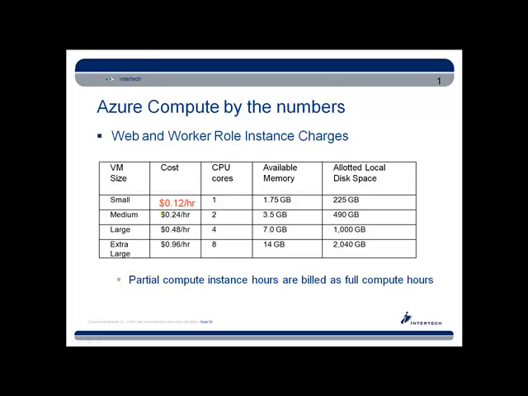By the way, you're charged per hour, and partial compute instance hours are billed as full compute hours. In other words, if you started at 58 minutes after the hour, that's 1 hour, even though that hour ends at the top of the hour and you start a second hour. So recognize that this 12 cents an hour is based on a partial hour as well as full compute hours out there.